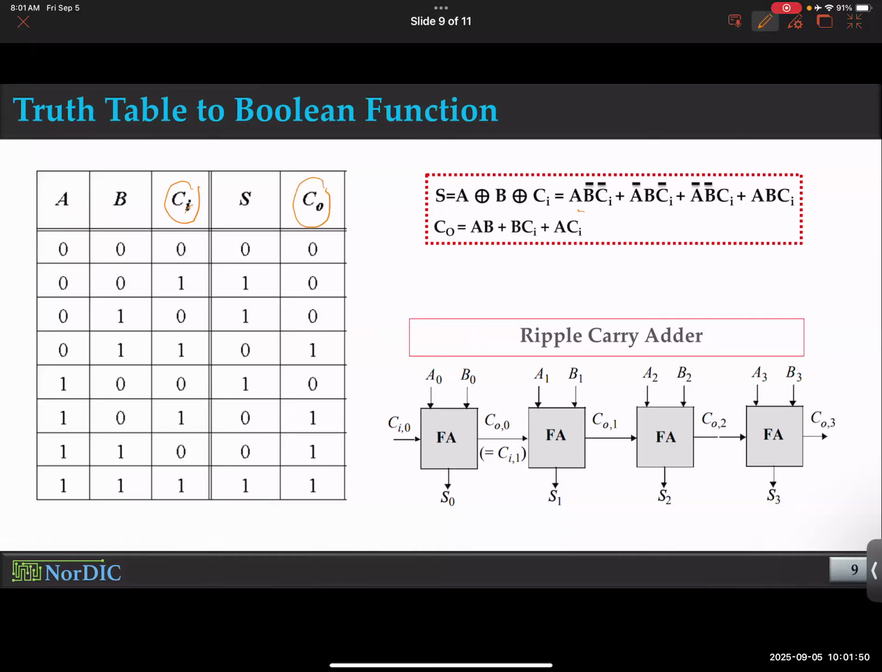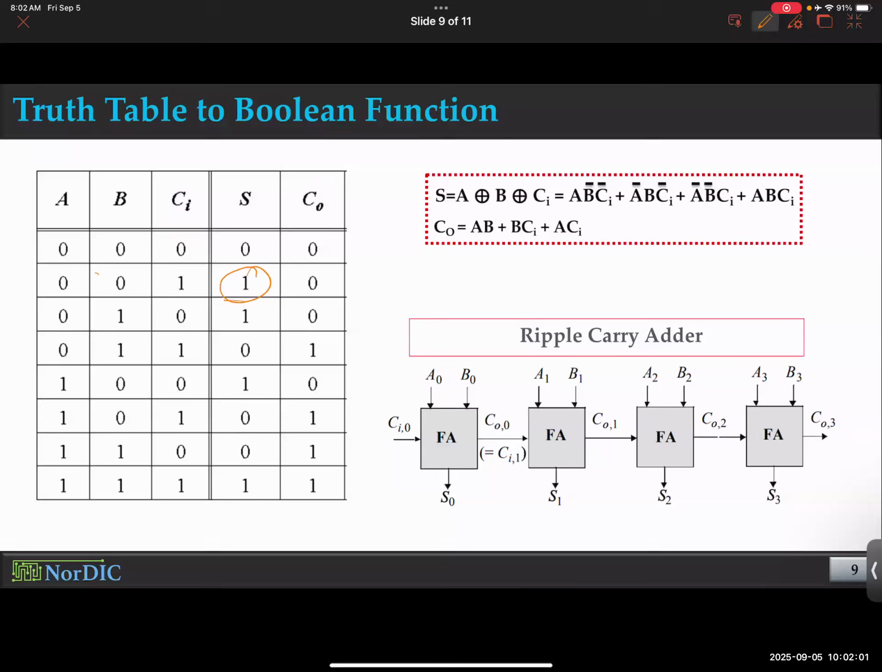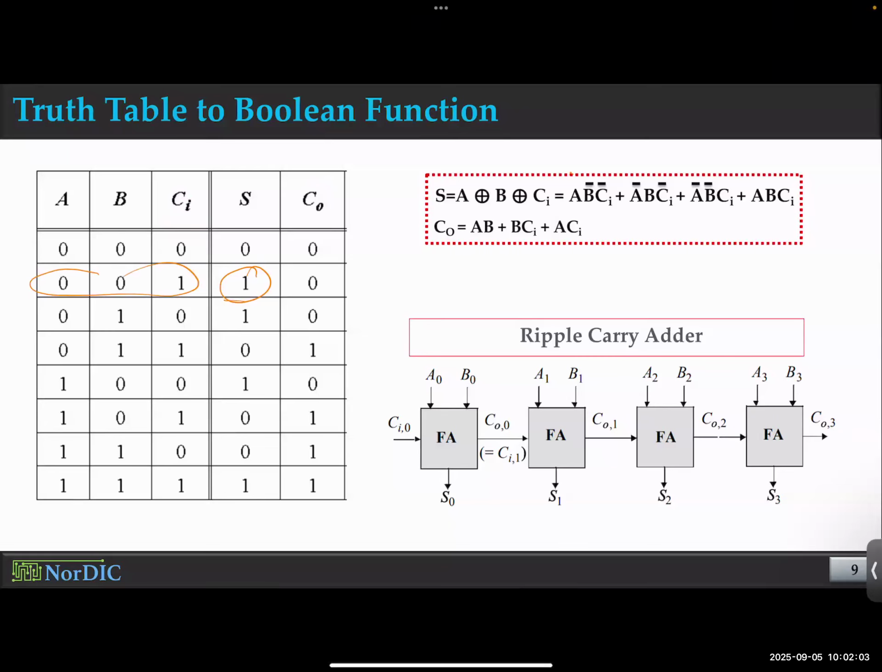If you just use C, there will be confusion: is it input or output, right? So we have to use CI for input, CO for output. So that's why for this one, you have A prime, B prime, CI. For the other one, you have A prime, B, CI prime, and so on. You'll have other two combinations, right? 4. And this is the combination you end up with.